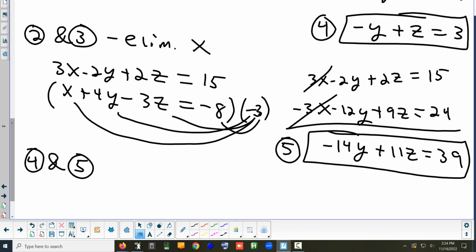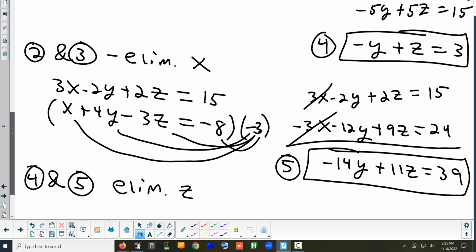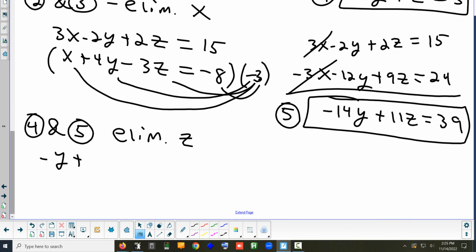The z's? Okay, so we could try to do that. At least we have a 1 in front of that z, so that's good. So lots of choices here. So eliminate z. Again, for me, I like it all together, so I'm going to copy them down again. So negative y plus z equals 3. Negative 14y plus 11z equals 39. All right. So we're going to eliminate z.